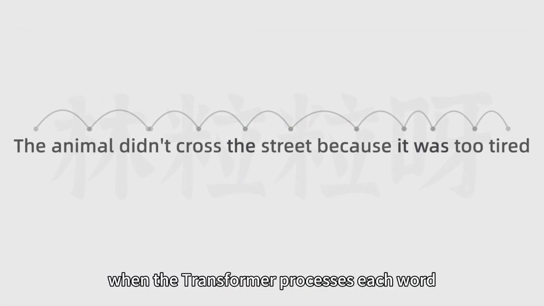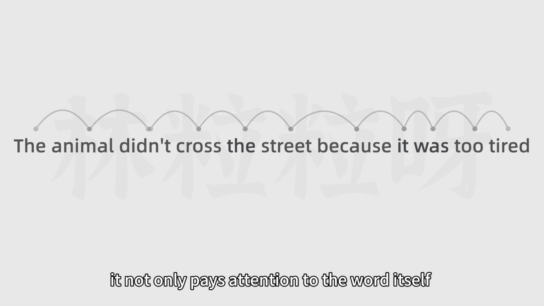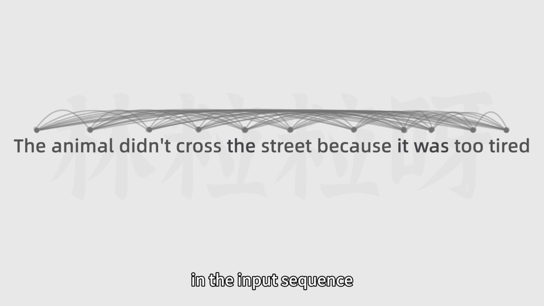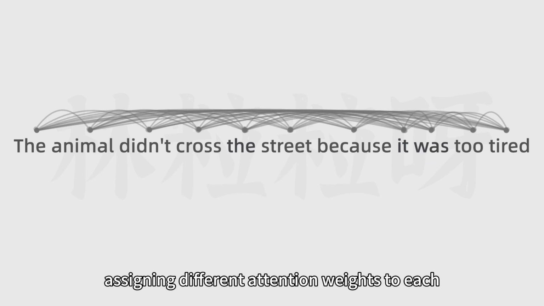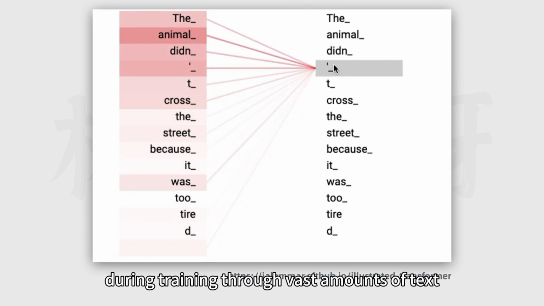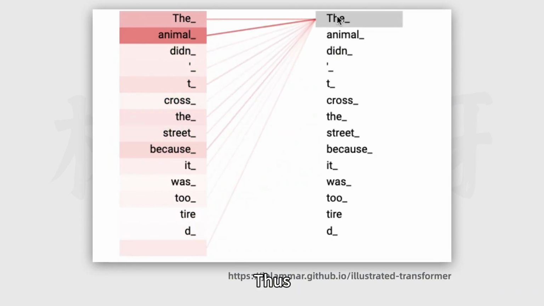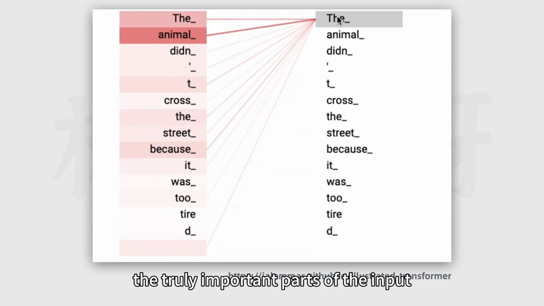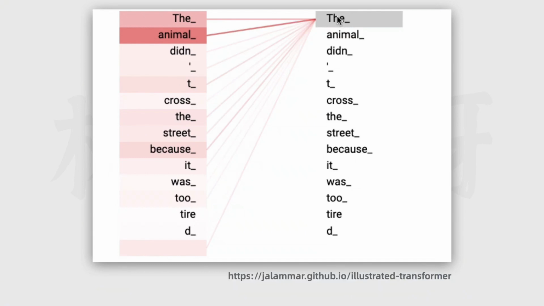Simply put, when the transformer processes each word, it not only pays attention to the word itself and its nearby words, but also to all other words in the input sequence, assigning different attention weights to each. These weights are gradually learned by the model during training through vast amounts of text. Thus, the transformer can understand how strongly the current word is related to other words and focus on the truly important parts of the input. Even if two words are far apart, the transformer can still capture the dependency between them.